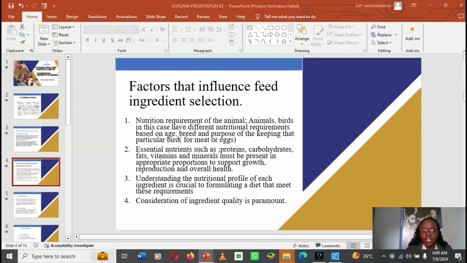So we need to make sure that we know the nutritional requirement of our animals before we feed. Number 2, essential nutrients such as proteins. When selecting these feed ingredients, you need to know what is bringing me proteins, and what is bringing me carbohydrates.